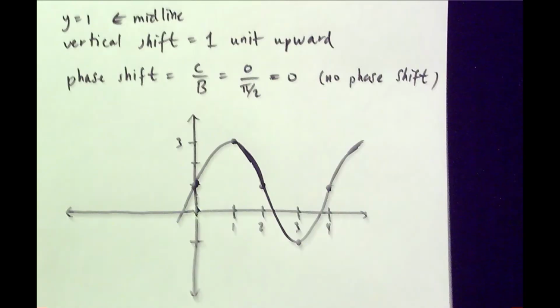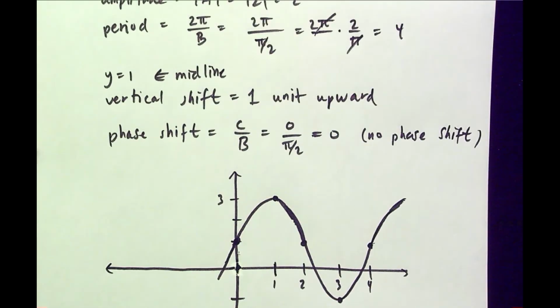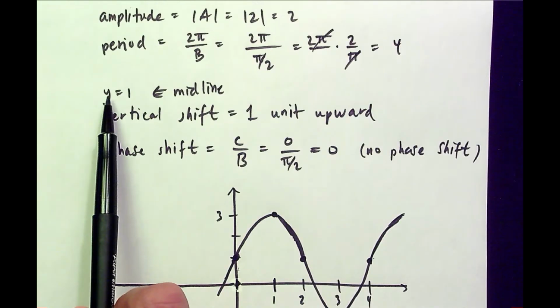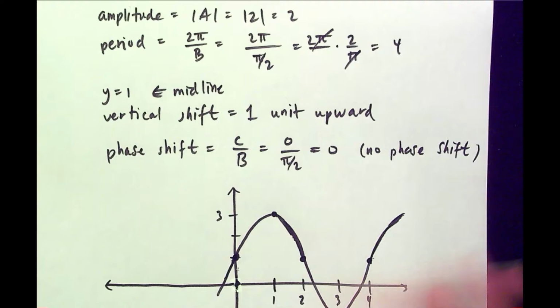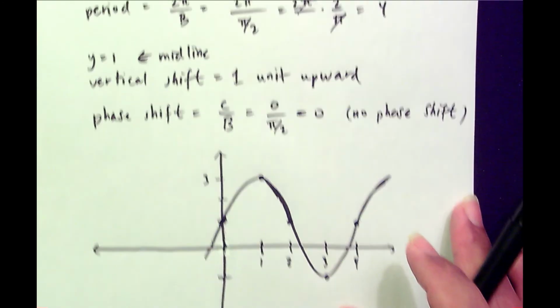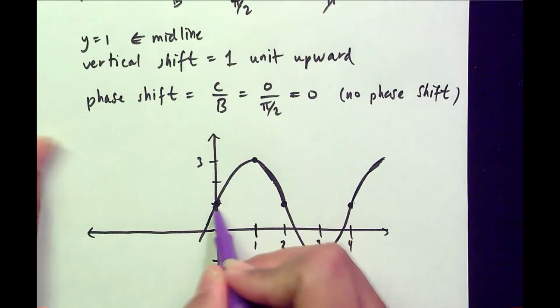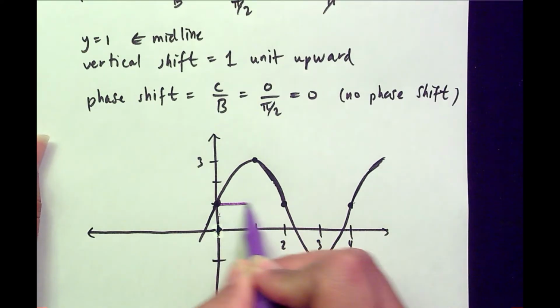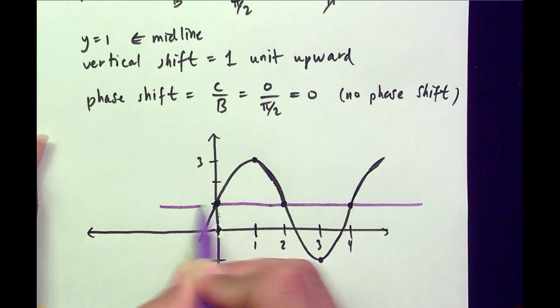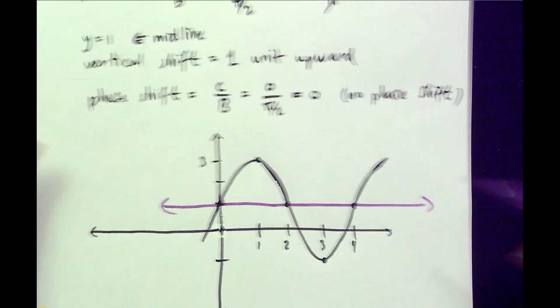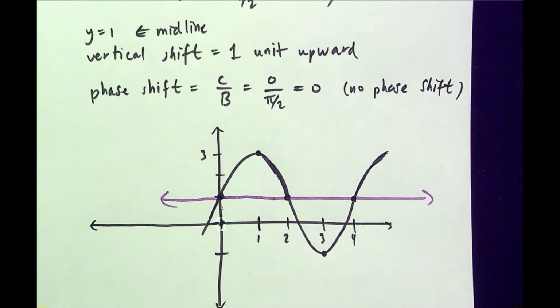Okay, and finally, one more thing that I want to point out is the midline, y equals 1. That is the line that really is supposed to pass right through the middle. And if you were to draw it, which is not required, the horizontal line y equals 1, it is this one, okay? The line at height 1. And you see that indeed it does pass right through the middle. And that's it.